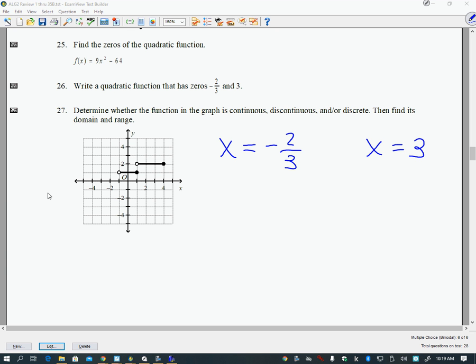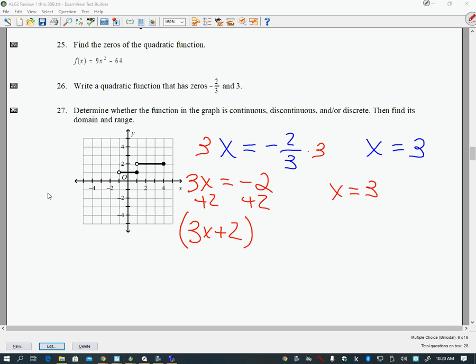How would I get back to 3x minus 8? Well, here I would have to do what with this 3? I've got to multiply by 3. So that's giving me 3x equals negative 2. How do I move the 2 across? Add 2. So I'm getting 3x plus 2 for that factor. And what about x equals 3 over here? How do I move that 3 back over? Subtract 3. So I'm getting x minus 3 here.